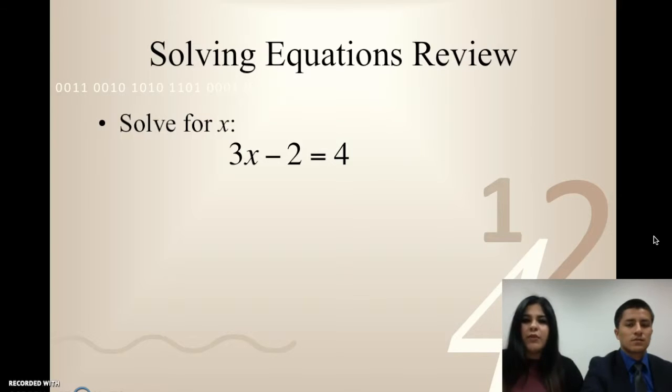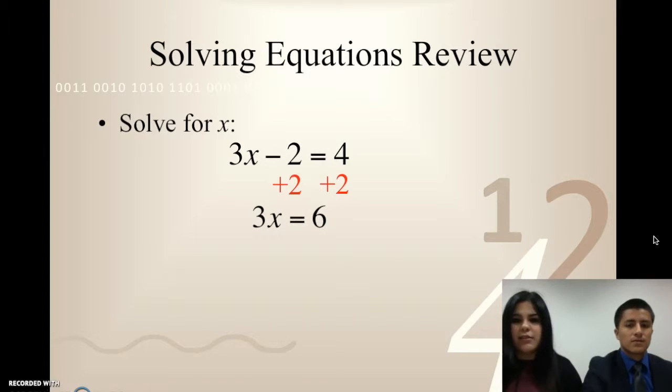We need to remember that we always want to isolate the variable. So therefore we want to get rid of the negative 2. In order to do this, we add 2 to both sides and we get 3x equals 6. From here, again, we want to get x alone. So we divide by 3 and we get x equals 2.